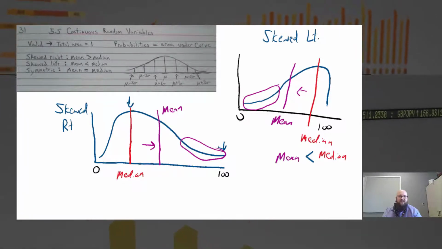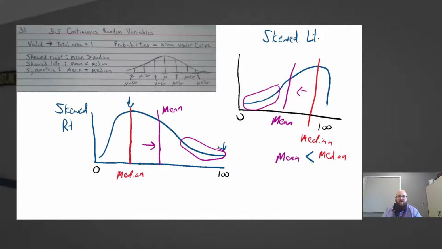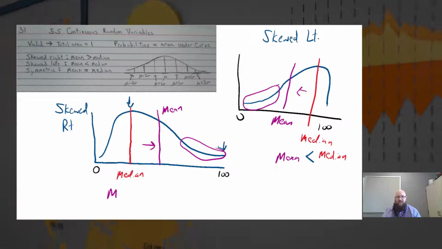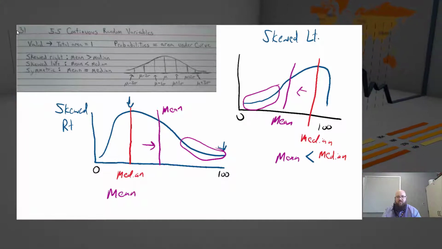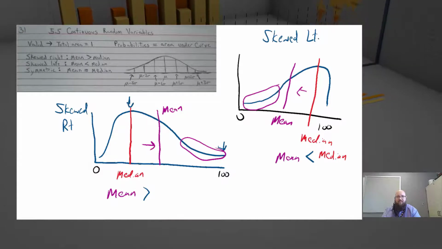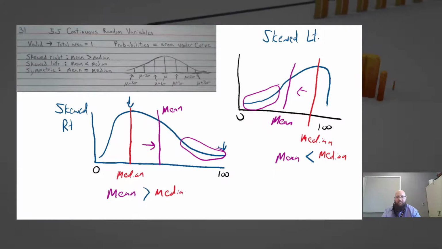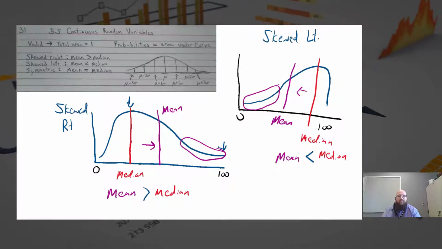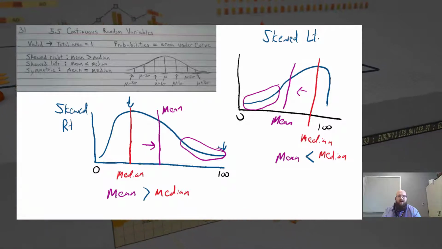And vice versa for the skewed right. So where you have your mean is greater than your median. All right, so hopefully that makes sense on how that's playing out.